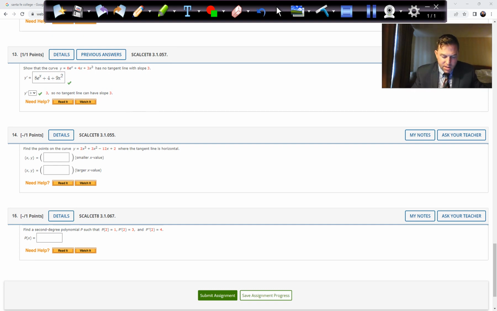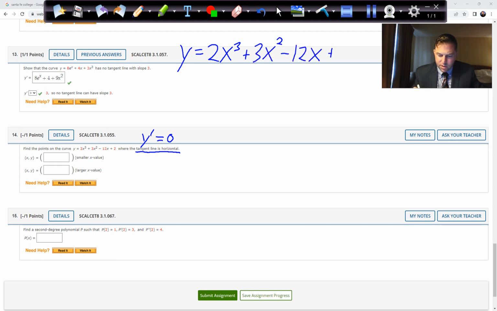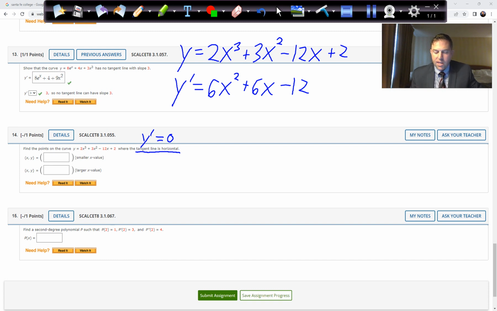Okay, tangent line is horizontal. That is saying the derivative is equal to 0. So we have to find, so y equals 2x cubed plus 3x squared minus 12x plus 2. The derivative, we'll get pretty fast with this, is 6x squared plus 6x minus 12. The x goes away, the 2 goes away, these powers came down and multiplied the numbers in front, and we decreased the powers by 1.